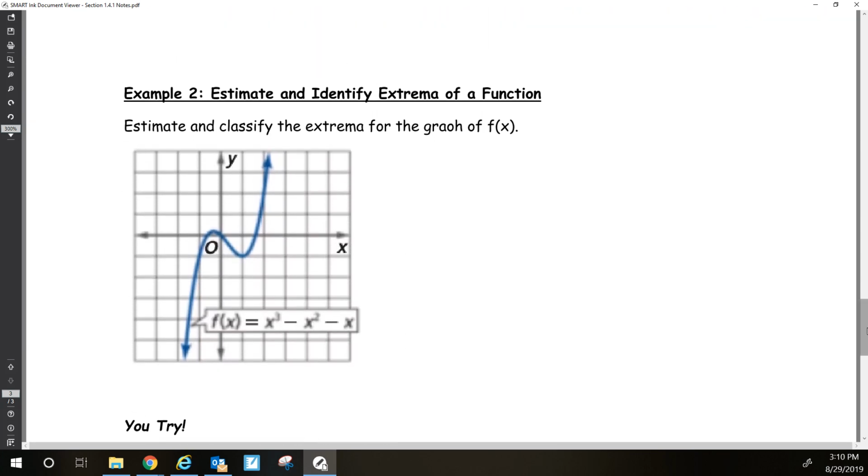Looking at an example here, where do you see a relative, well, first of all, an absolute maximum or absolute minimum? No, right? The graph keeps going down forever. Down here, keeps going up forever. So we don't have an absolute max or an absolute min. But here, I've got a relative maximum.